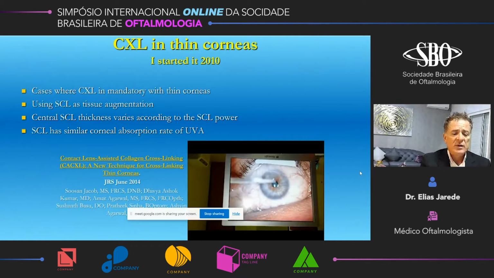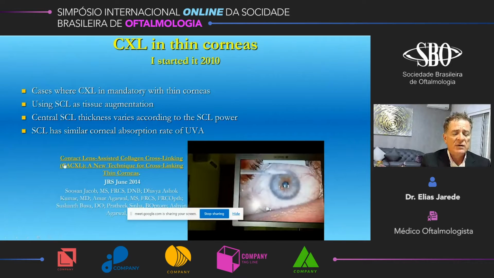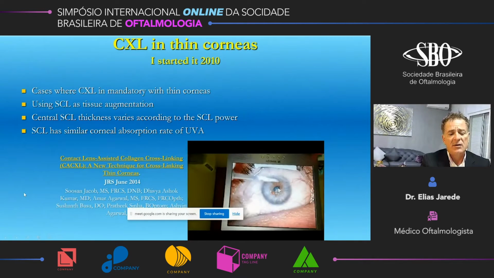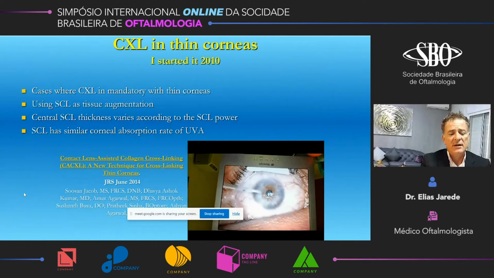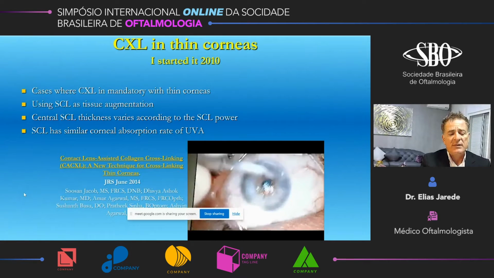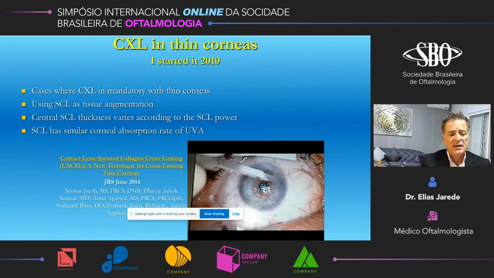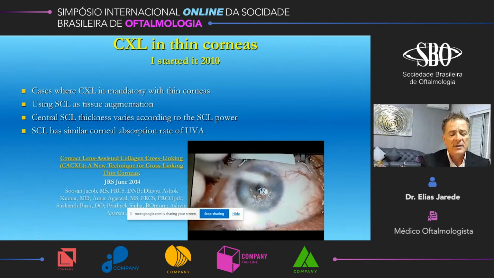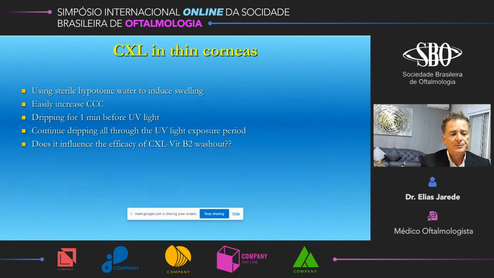In such a case, we remove the epithelium and then use a soft contact lens to artificially enhance the corneal thickness and protect the endothelium from any possible damage from the UV light exposure. As you can see here, the highly vascularized cornea and bleeding while removing the epithelium. Again, in thin cornea, and this is our standard in doing the cross-linking, we are using hypertonic sterile water to enhance the thickness of the cornea at the end of the riboflavin application.